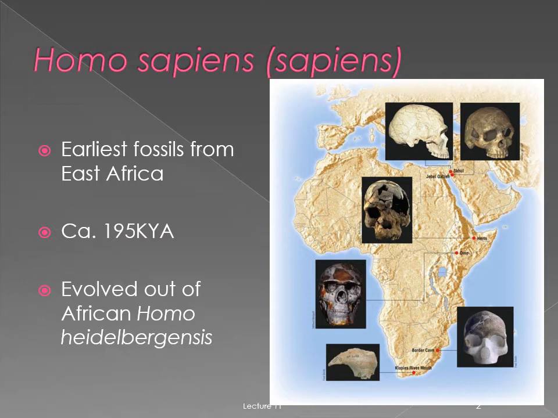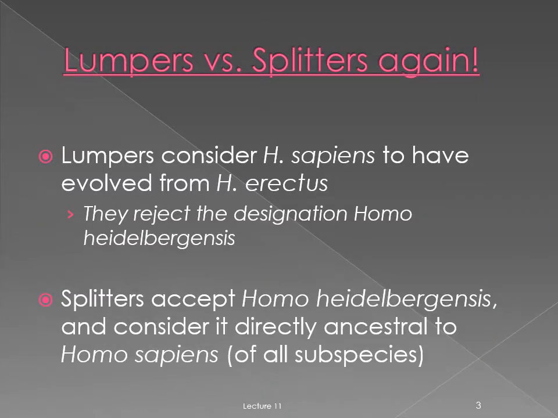The earliest fossils that pretty much all paleoanthropologists agree belong to our own species, Homo sapiens, have been found in East Africa, the region that gave us most of the earlier important developments in human evolution, such as Australopithecines and Homo habilis. These fossils date to about 195,000 years ago, and many scholars agree that Homo sapiens evolved out of Homo heidelbergensis. Not all of them, though.